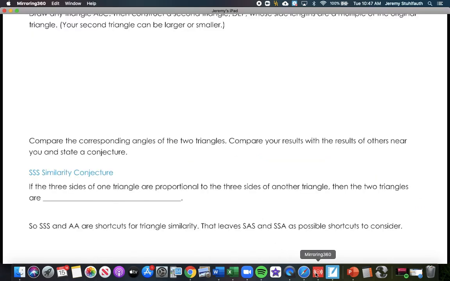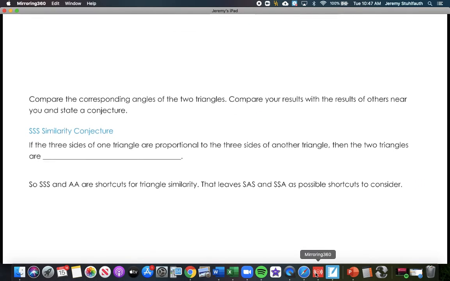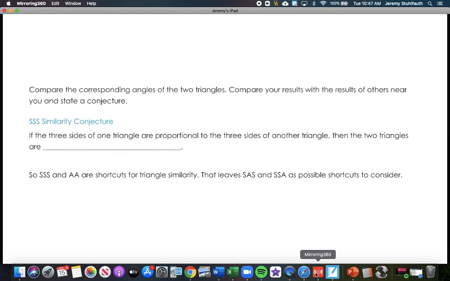So what we can say is that if the three sides of one triangle are proportional to the three sides of another triangle, then the two triangles are similar.